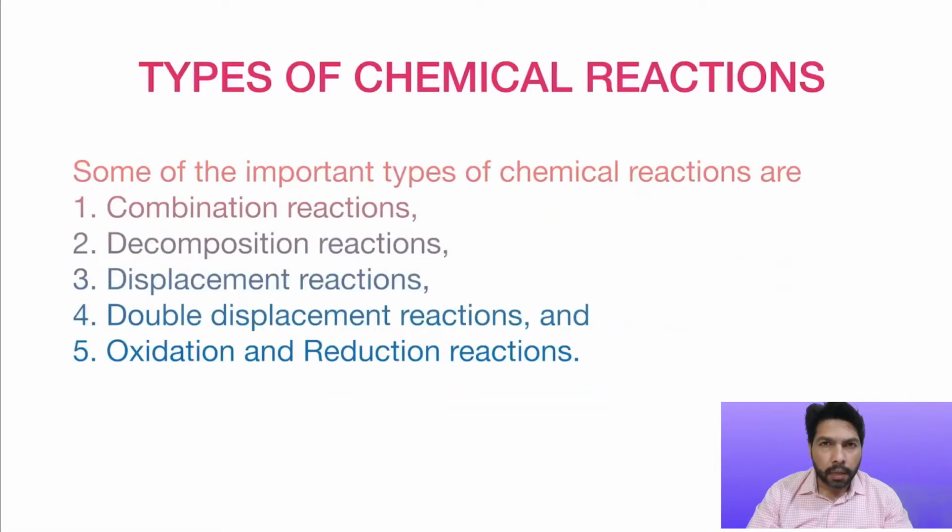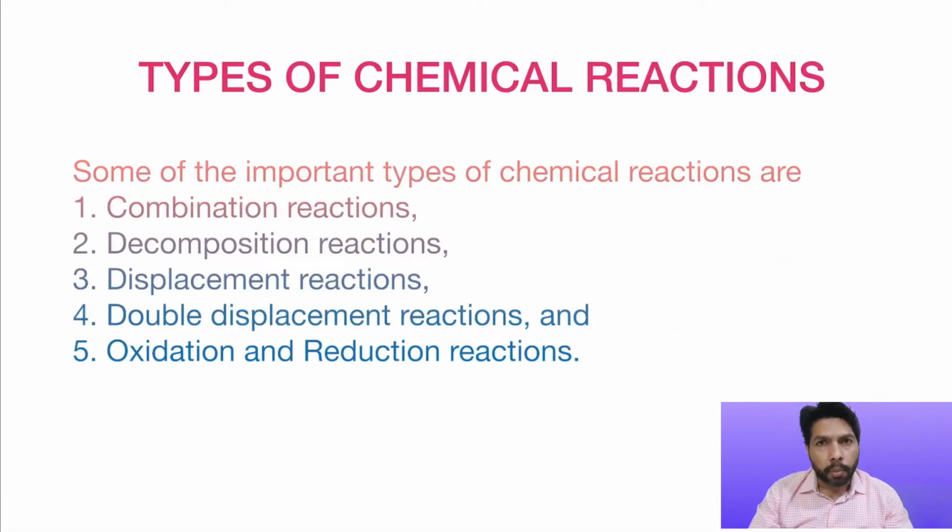So the first part in this particular edition is some important types of chemical reactions. They can be categorized into 5 major types of chemical reactions: combination reactions, decomposition reactions, displacement reactions, double displacement reactions, and oxidation reduction reactions. So we'll first study combination reactions.